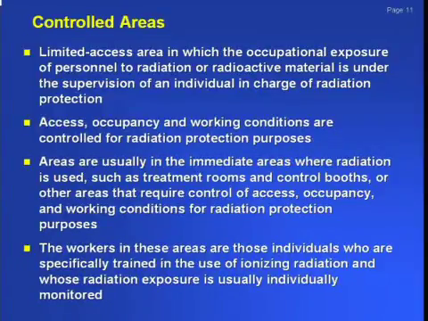Areas in the immediate vicinity, look at bullet point number 3. The areas are usually in the immediate areas where radiation is used, such as treatment rooms and control booths. They require control of access, occupancy, and working conditions. So if you shield, one area you have to be very careful of is your doors. You may very well have an area beyond the door that will require more shielding because of an uncontrolled occupancy than the actual controlled occupancy by the door to the linear accelerator room.